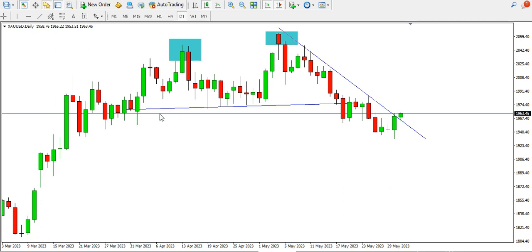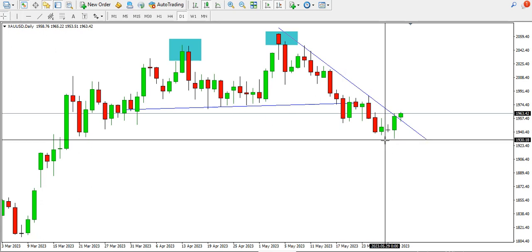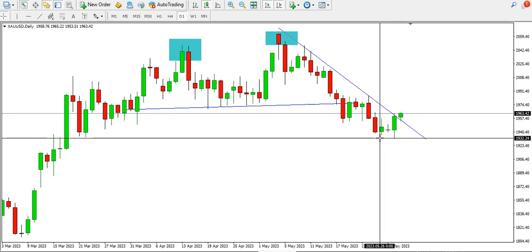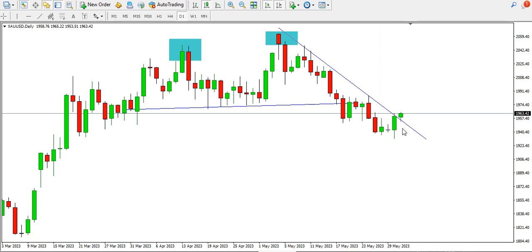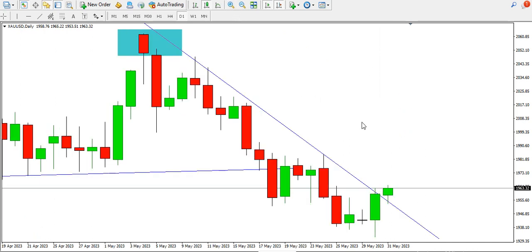We also have this neckline level on the daily time frame that was broken initially, retested, and then we have a break to the downside, a break to the 1932 low. But what we can observe currently is that the price of gold has broken the descending trend line, and this is a possible retracement or reversal move.